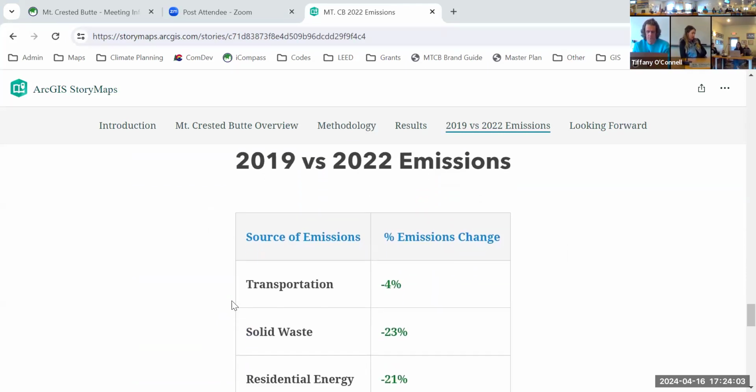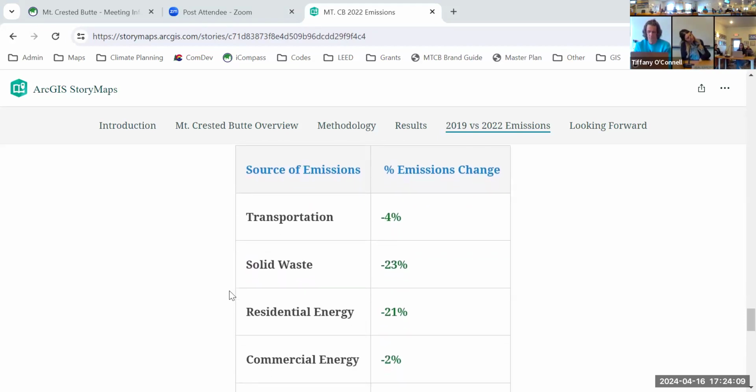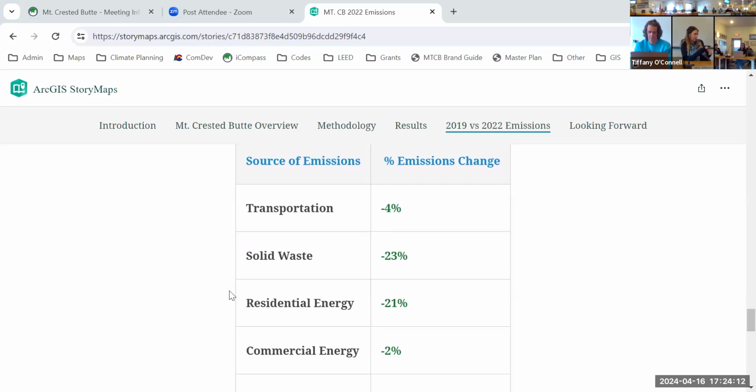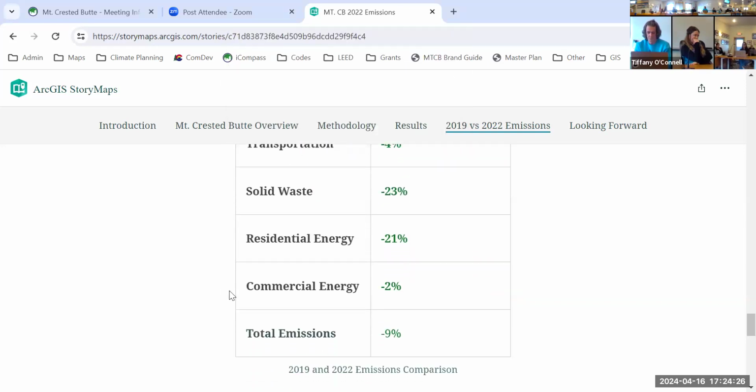A really important part of emissions inventories is comparing different years to see where you've been and where the trend is going. So we were comparing our 2022 emissions inventory to a previous 2019 emissions inventory, and we found that there was a decrease in essentially every category of emissions, as well as a 9% decrease of total emissions.